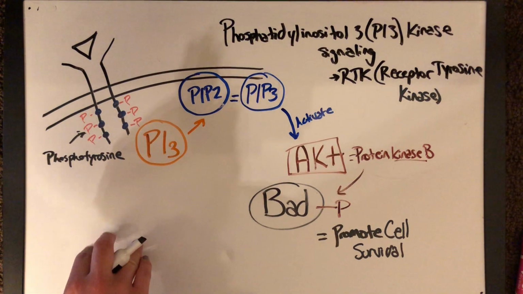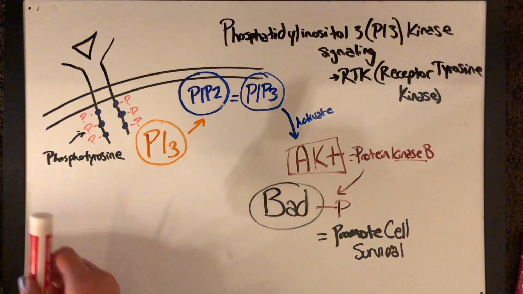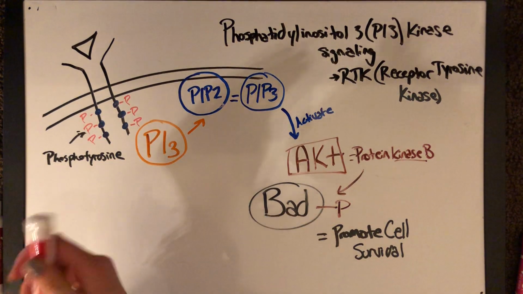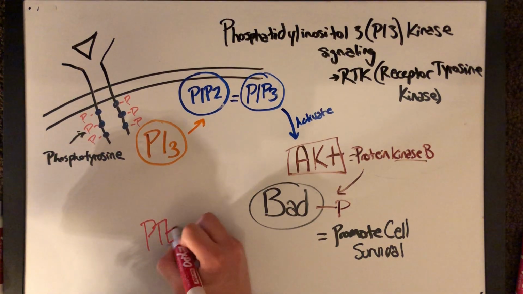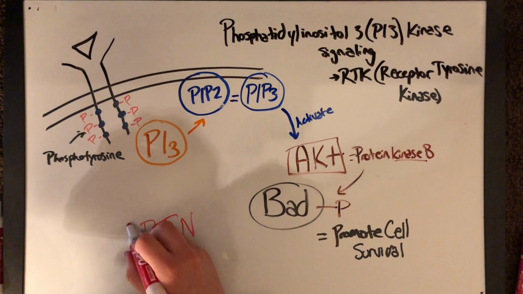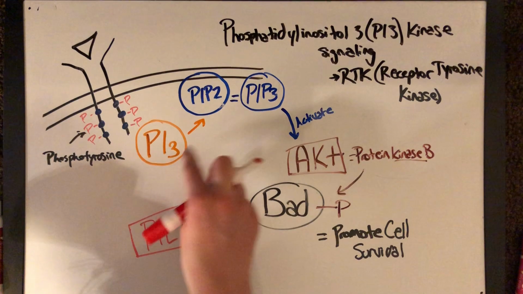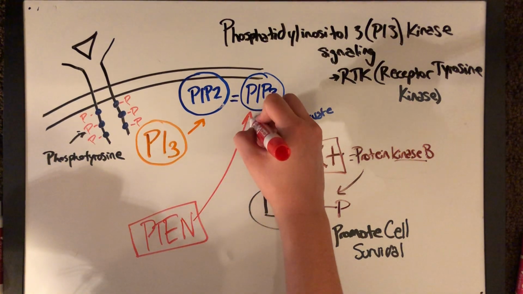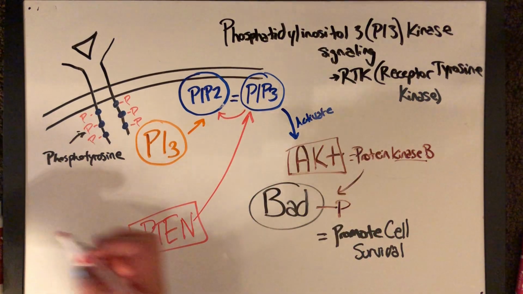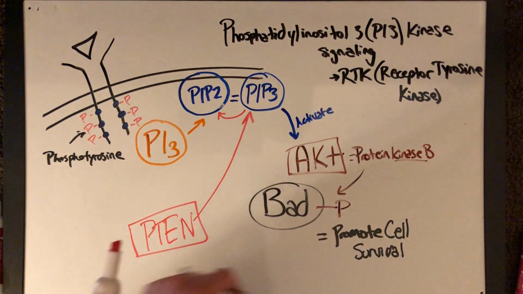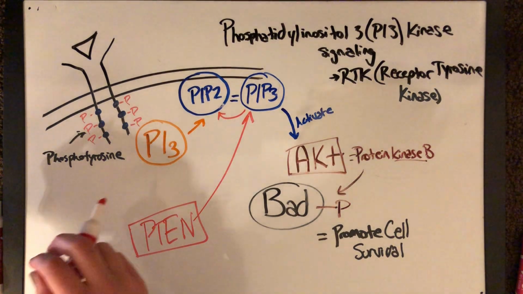So that's good. And then to turn off this pathway, we've got something called PTEN. So PTEN is going to come in and reverse what PI3 did. He's going to dephosphorylate this and change it back to PIP2, and that will turn off this whole pathway so that we're not getting this cell survival. Okay?